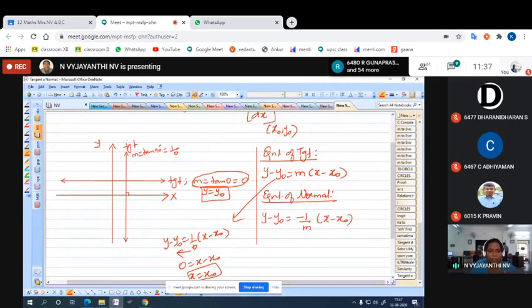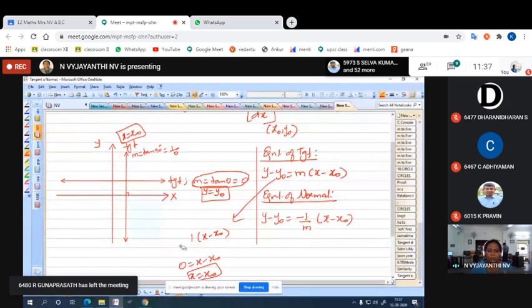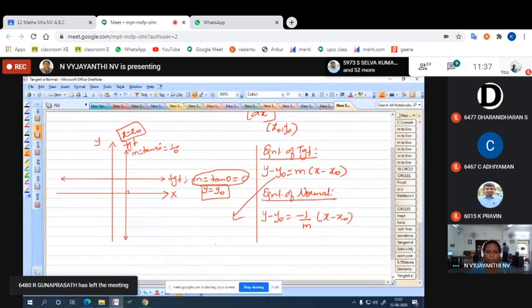Here we will have the equation of tangent as x equal to x naught. And here we have the equation of tangent as y equal to y naught. So you all remember this, no? Yes, ma'am. Yesterday we discussed this and we all remember.